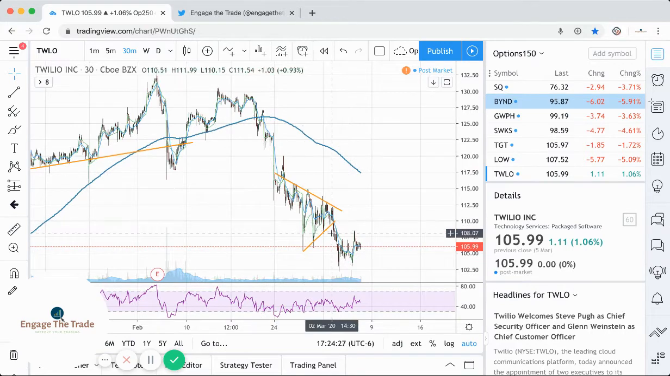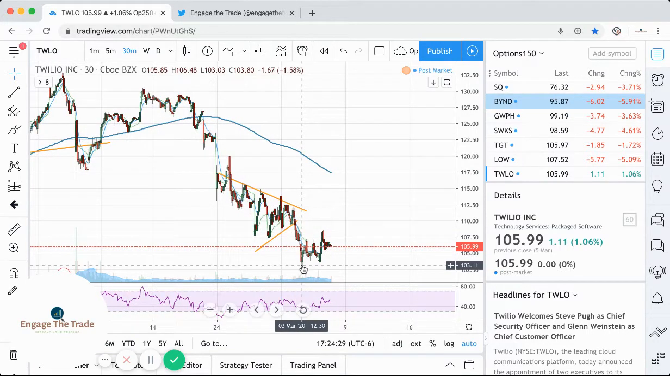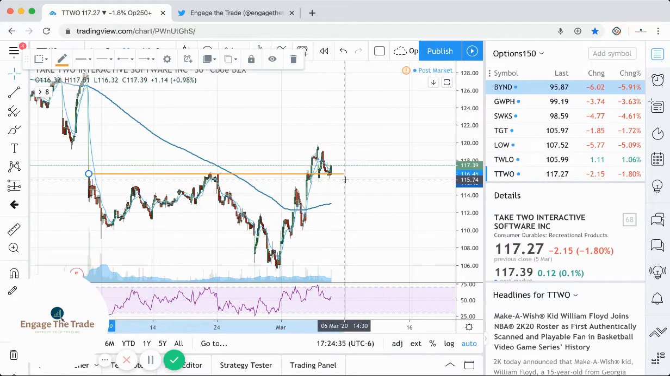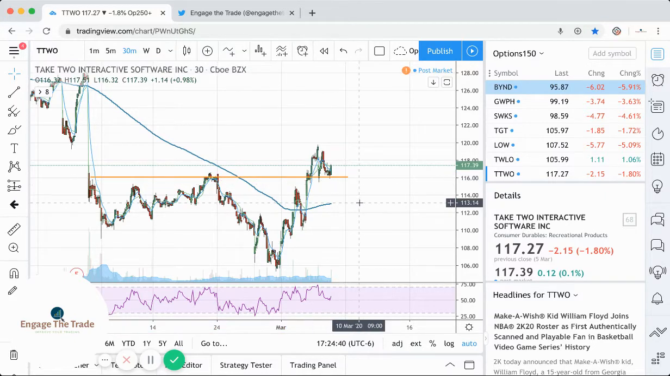Twilio, nice coil there, broke down of it. This one's actually pretty good. TTWO, it's the video game, Take-Two software. So that's a great retest of this breakout spot.